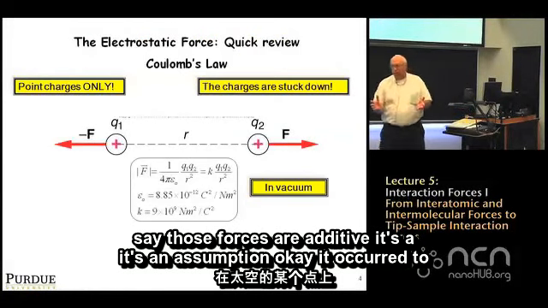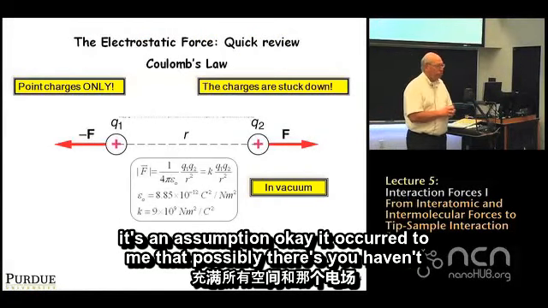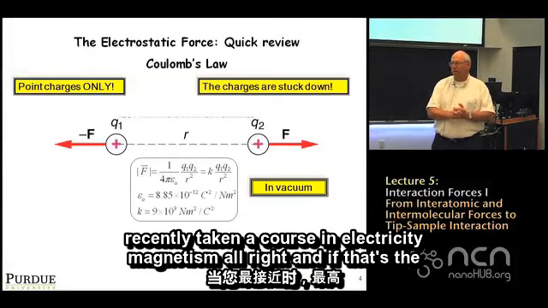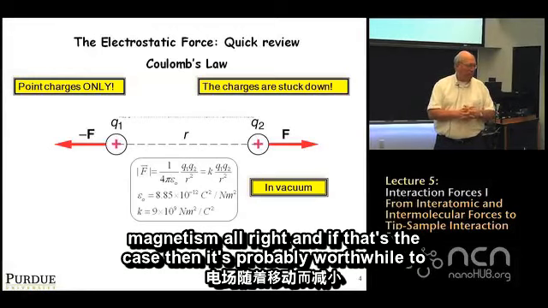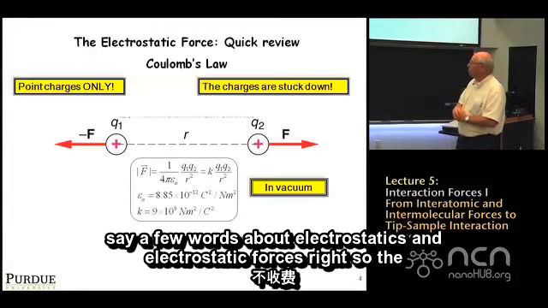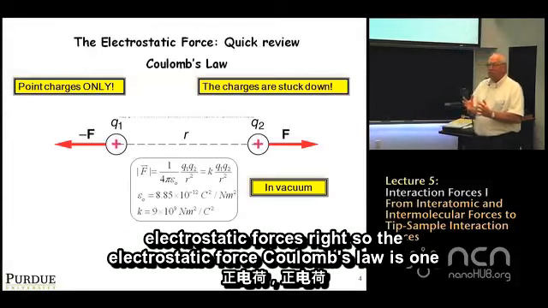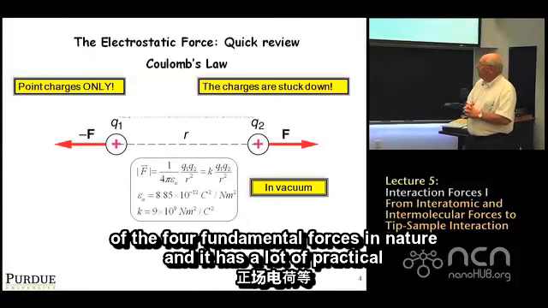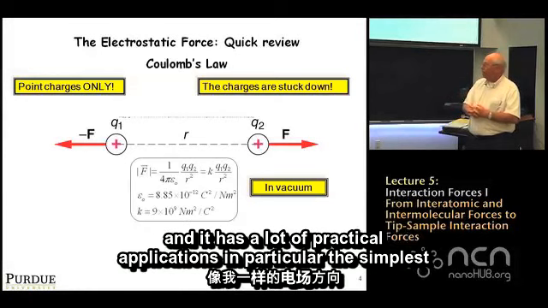It occurred to me that possibly you haven't recently taken a course in electricity and magnetism, right? And if that's the case, then it's probably worthwhile to say a few words about electrostatics and electrostatic forces, right? So the electrostatic force, Coulomb's law, is one of the four fundamental forces in nature. It has a lot of practical applications.